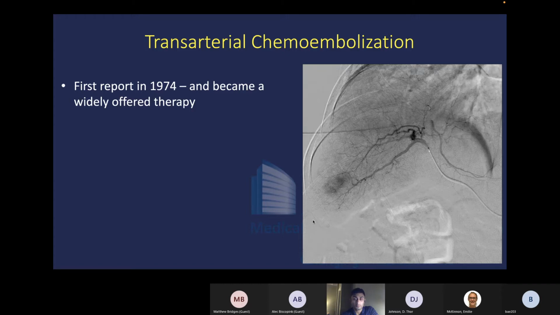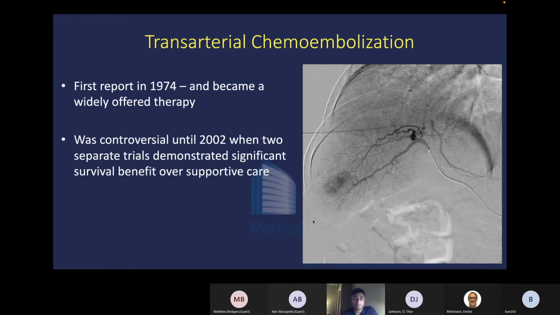And very interestingly, they embolized this tumor, and they didn't even mention how the patient did. They just said, hey, look, we embolized a tumor. Isn't that cool? That was basically what the paper says. You can look it up if you believe me, but they don't even mention whether they knew what happened to the patient the day after the procedure. So very interesting. It was offered widely because there was nothing else you could do for these patients. And it was controversial at first because everybody's like, we don't even know this works. Why are we doing this?